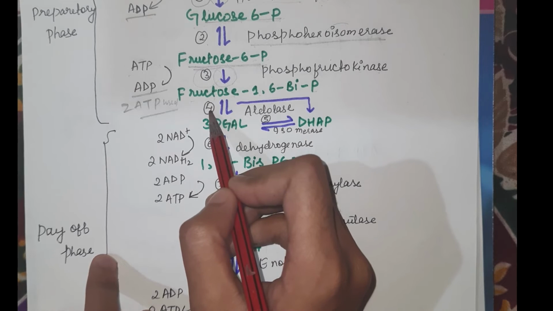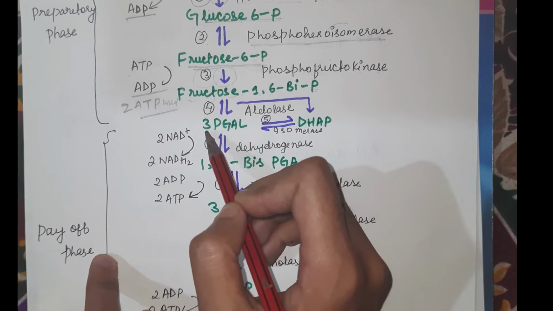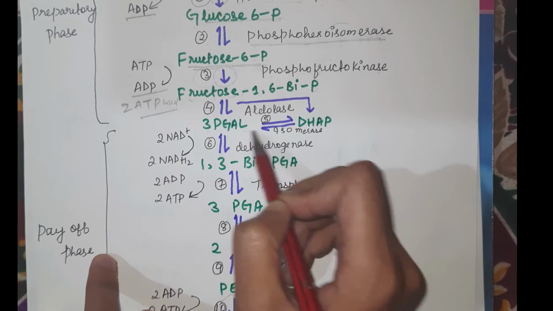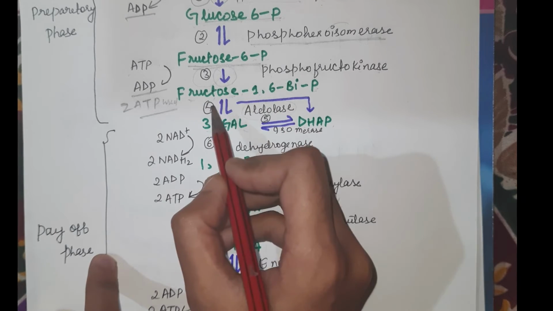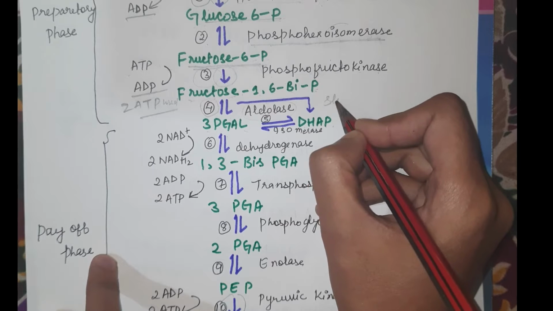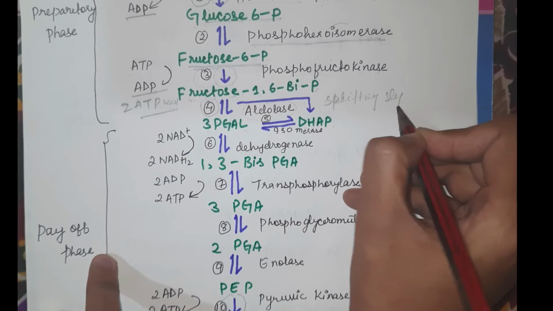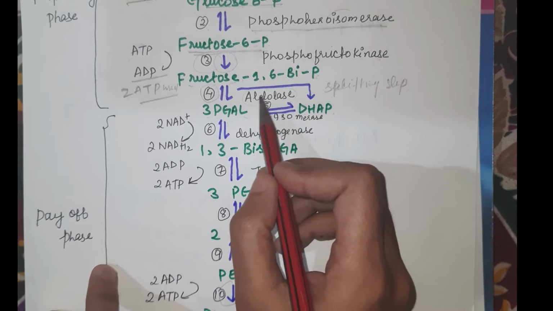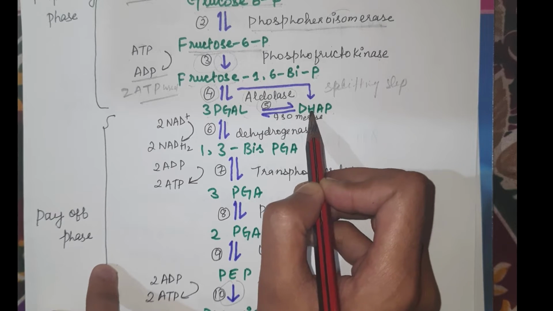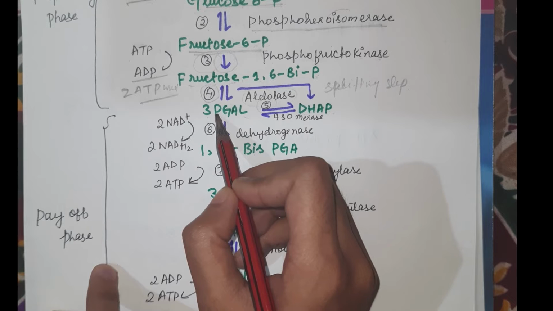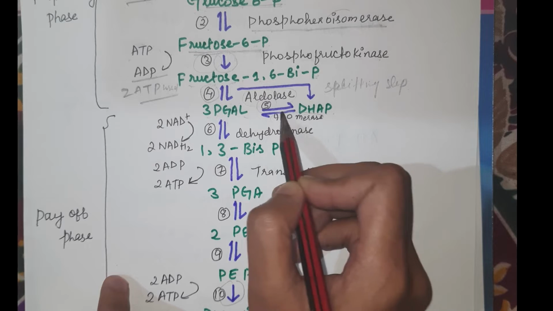Now the fourth step. In the fourth step, fructose 1,6-bisphosphate is split into 3-phosphoglyceraldehyde and dihydroxyacetone phosphate in the presence of aldolase. So it is a splitting step. And in the 5th step, dihydroxyacetone phosphate is converted into 3-phosphoglyceraldehyde in the presence of isomerase.